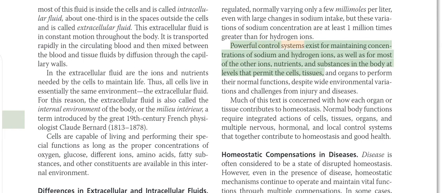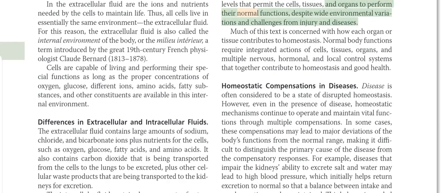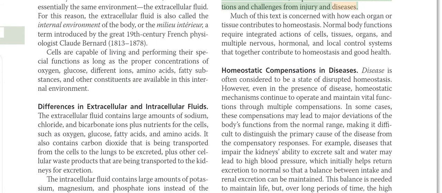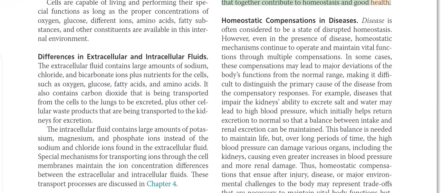Powerful control systems exist for maintaining concentrations of sodium and hydrogen ions, as well as for most of the other ions, nutrients, and substances in the body at levels that permit the cells, tissues, and organs to perform their normal functions, despite wide environmental variations and challenges from injury and diseases. Much of this text is concerned with how each organ or tissue contributes to homeostasis. Normal body functions require integrated actions of cells, tissues, organs, and multiple nervous, hormonal, and local control systems that together contribute to homeostasis and good health.